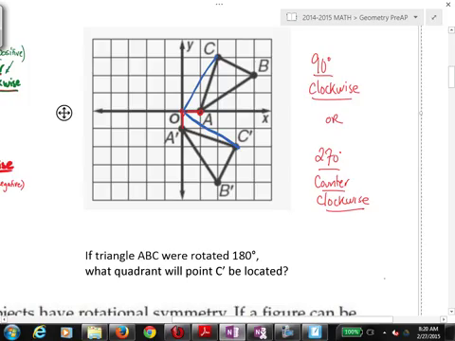All right, so once again, it was supposed to be 90 degrees clockwise or 270 degrees counterclockwise. The easiest one was to look at point A. What about this question right here? If triangle ABC were rotated 180 degrees, where will C prime be located?